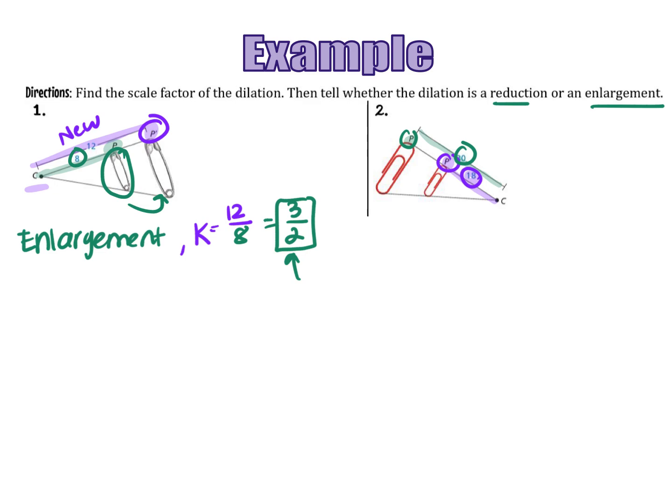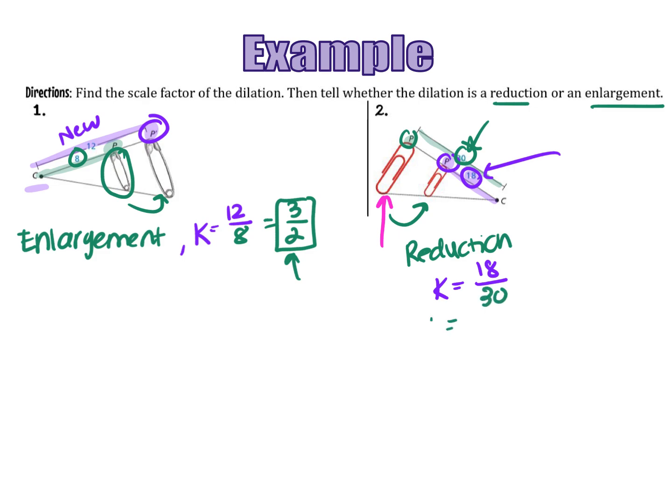All right, our original figure is this larger paperclip, which means if we are getting smaller, that would be a reduction. And then to find our scalar, we're going to take the new length, which is 18, and we're going to divide that by the original length, which is 30.